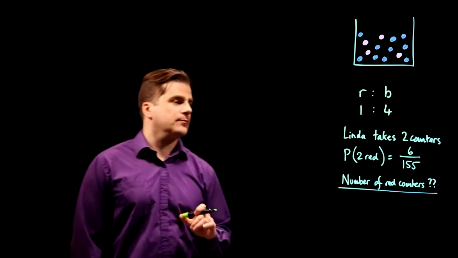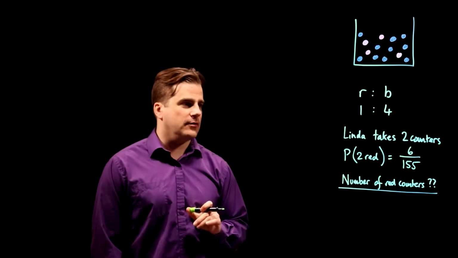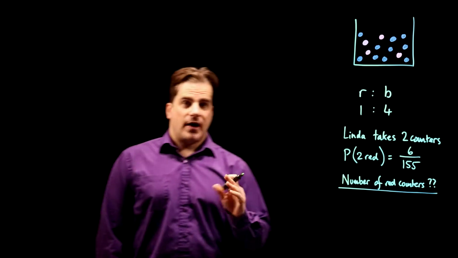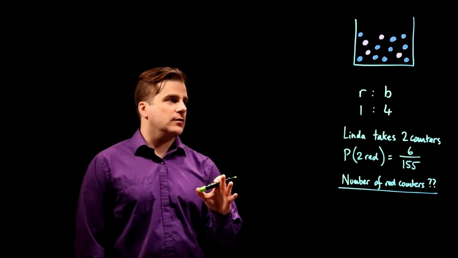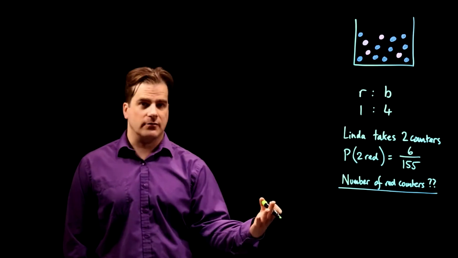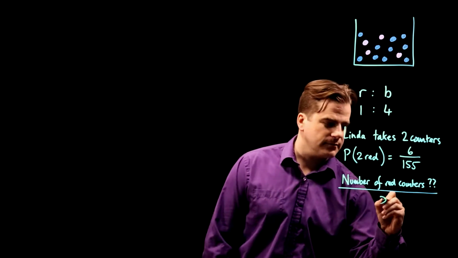Good. So, where do we go from here? We have to work out the number of red counters. So, we need to introduce our own variable for the number of red counters, because that's the thing we're trying to find. Let's call it x.